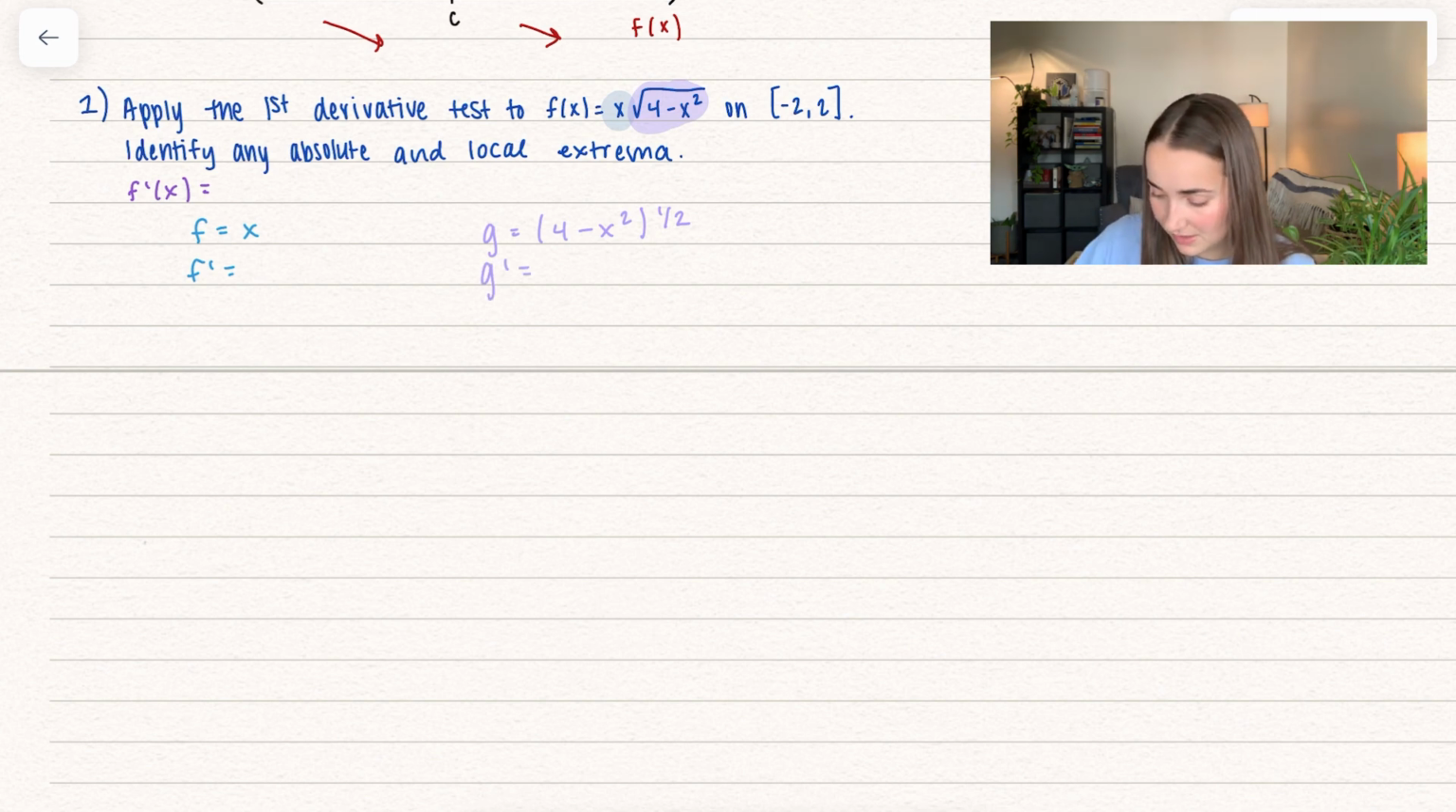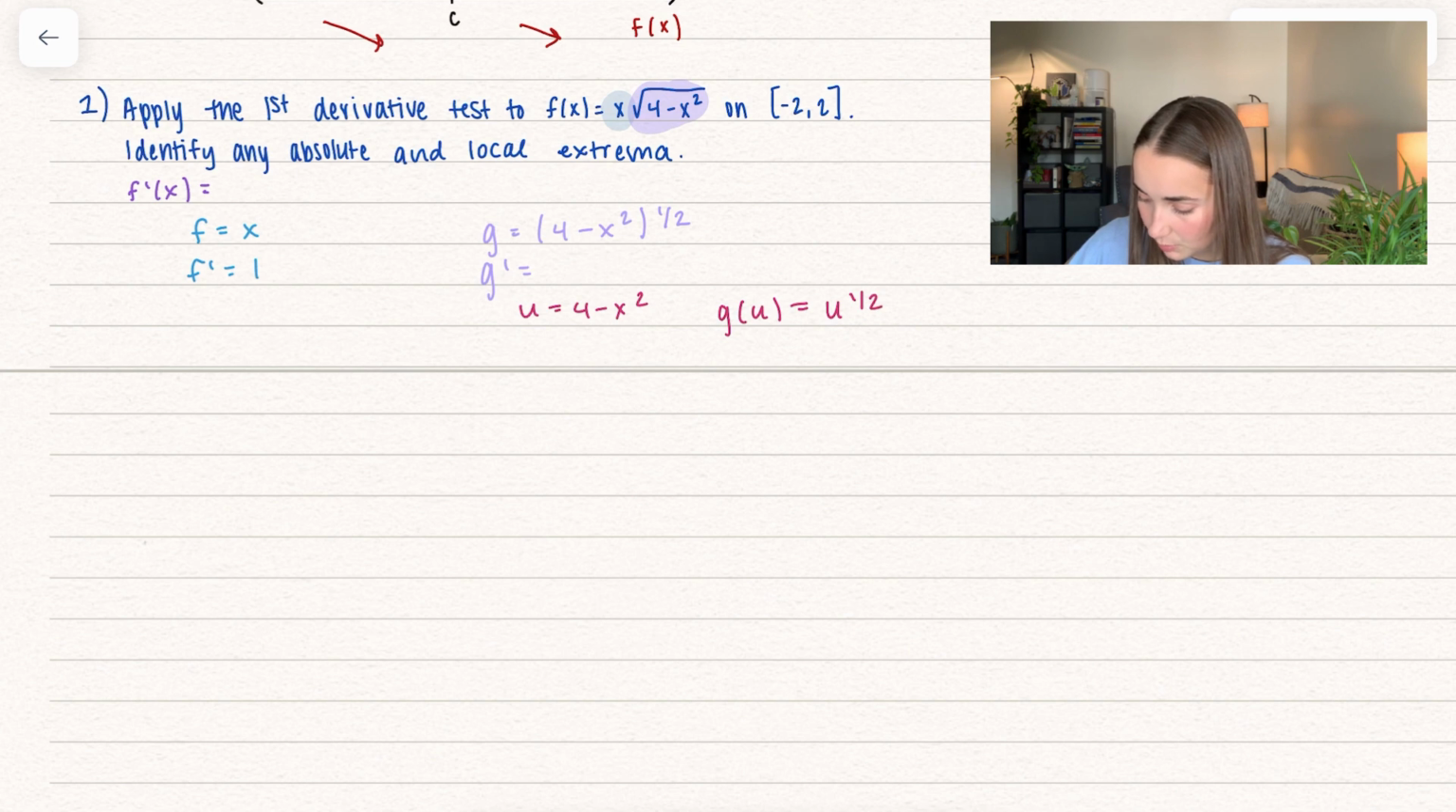So the f prime is just going to be equal to 1. But in order to find g prime, I'm going to have to apply chain rule. So let's set that up as well. We have our inside u is going to be 4 minus x squared. And then our outside g of u is going to be u to the 1/2.